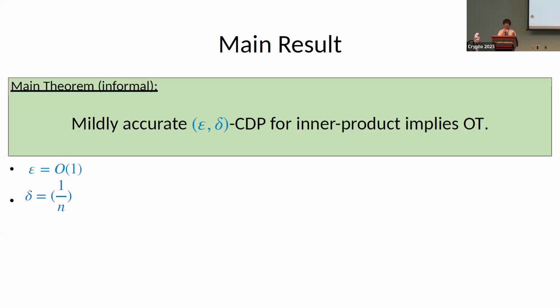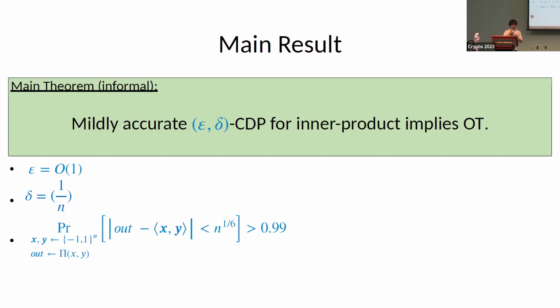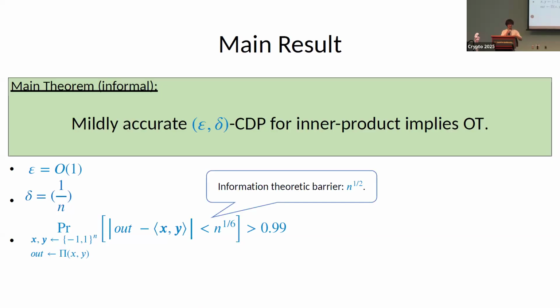Here, epsilon and delta are reasonable parameters. Epsilon is a small constant. Delta is 1/n. Mildly accurate means with high probability, the error is bounded by n^(2/3). Notice that it's weaker than the information-theoretic barrier root n, but that's enough for our target. And our work shows that mildly accurate implies very accurate, because if we have OT, then we have MPC, and then we can simulate a centralized DP mechanism and get constant error.